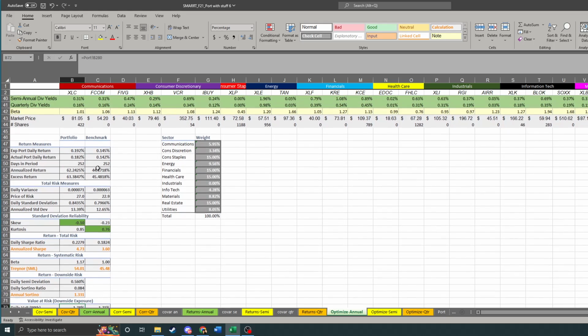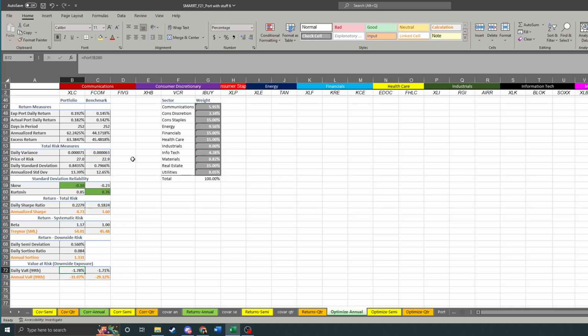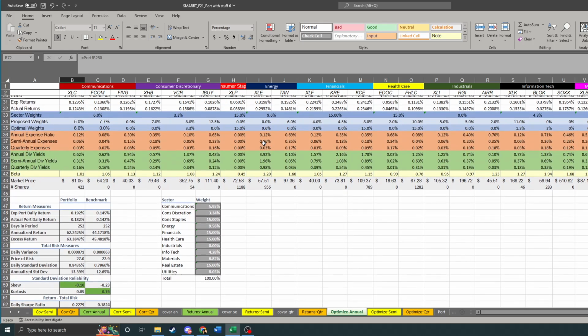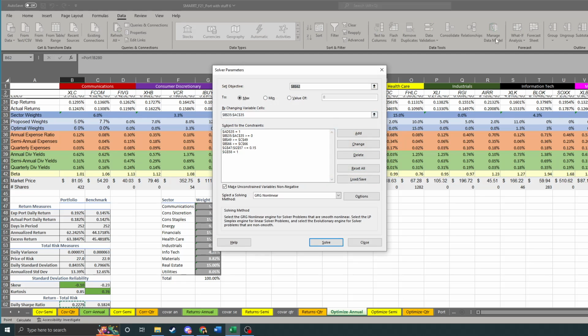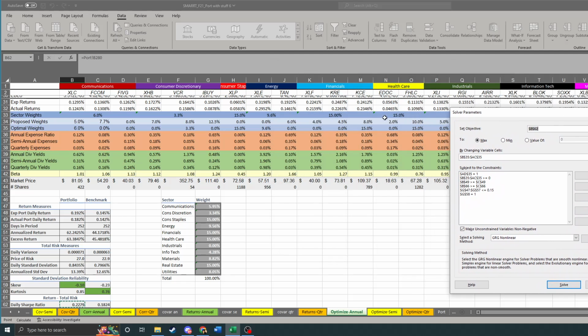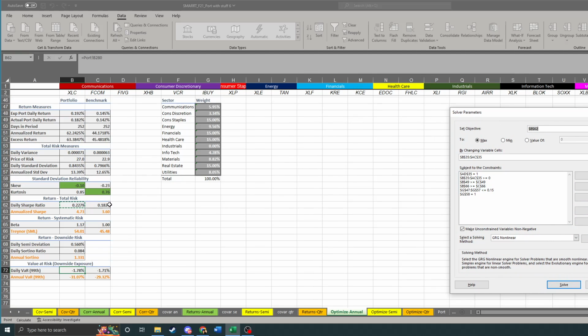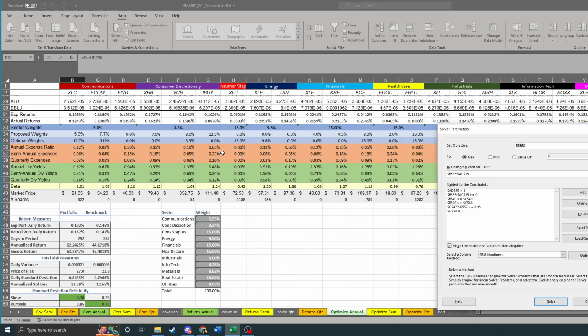Now, once you have all this information here, the next thing to do is to actually run the solver. So you go to Data and then Solver, and you have to set the objective cell, which for us is B62. So you're trying to maximize the daily Sharpe ratio, right? And to do this, you change the cells in B35 to AC35. So that would be the optimal weights.